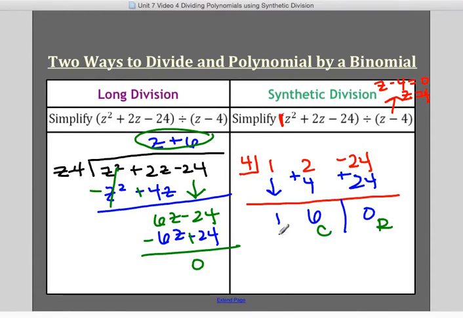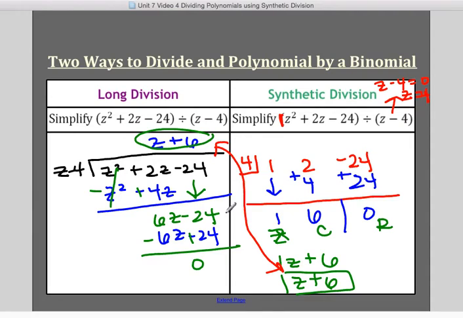Then it's my constant, then it's x. If there were more numbers, I would have x squared, then x to the third. It always goes in this order. So my answer for this one, and it's not x, right? We're using z. It'd be 1z plus 6, our constant. So our answer is z plus 6. Notice this answer and this answer are the same thing. So it doesn't matter which way you do it, but today we're going to do synthetic division.